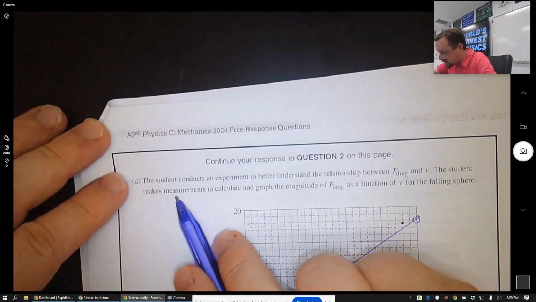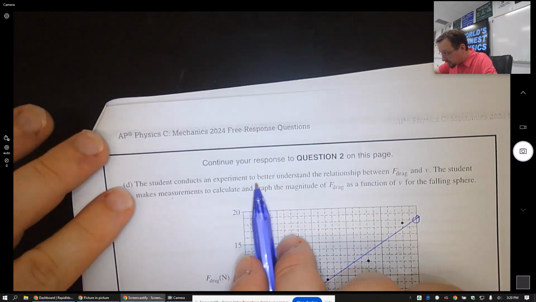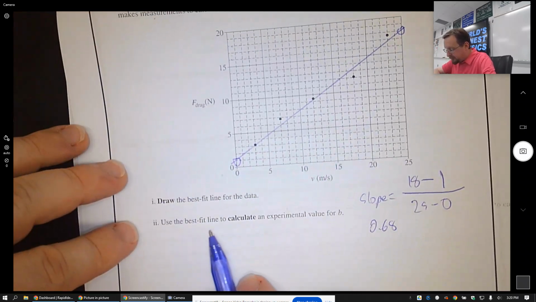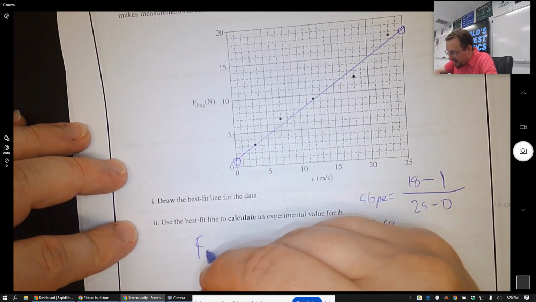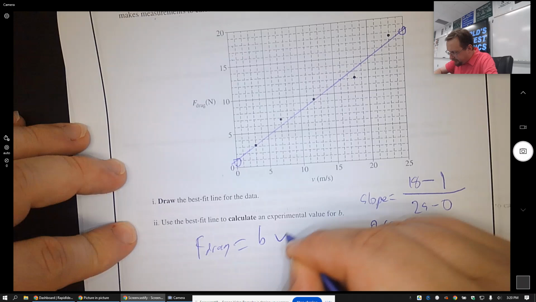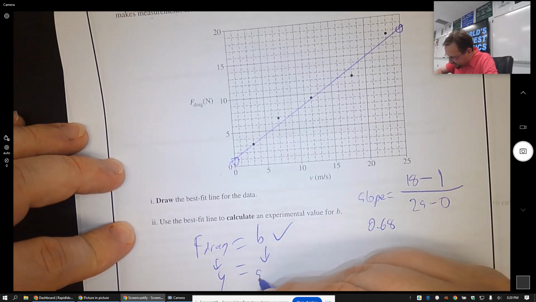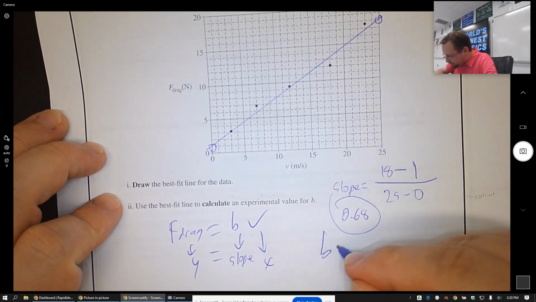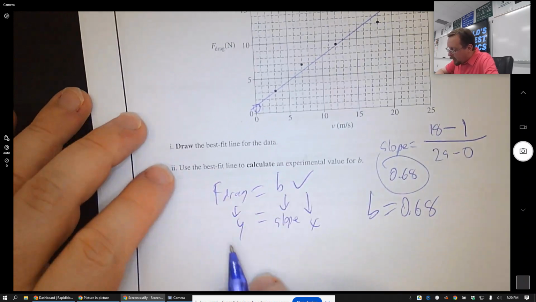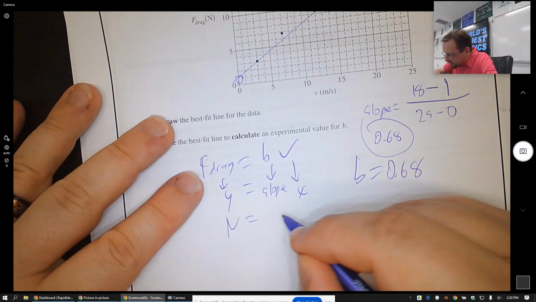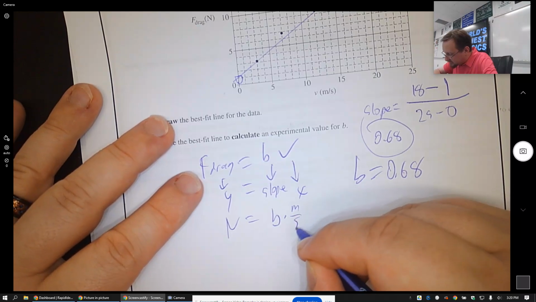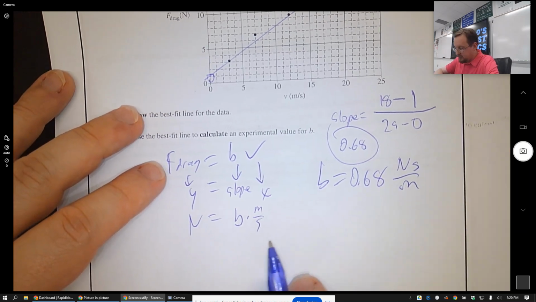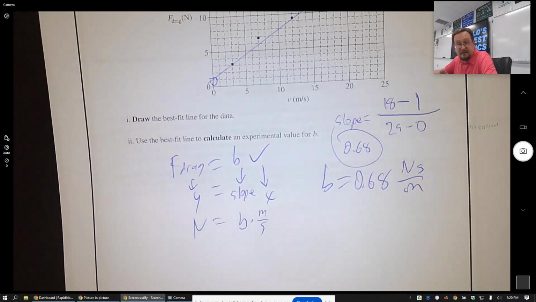Okay, now let's read what's actually going on. A student conducts an experiment to better understand the relationship between drag and V. Use the best fit line to calculate the drag coefficient. Well, the F drag is BV. Y equals slope X. So this is the drag coefficient. That is B. B is 0.68 Newton seconds per meter. Newtons equals B times meters per second. That's if you solve that, right? So the B is the slope.